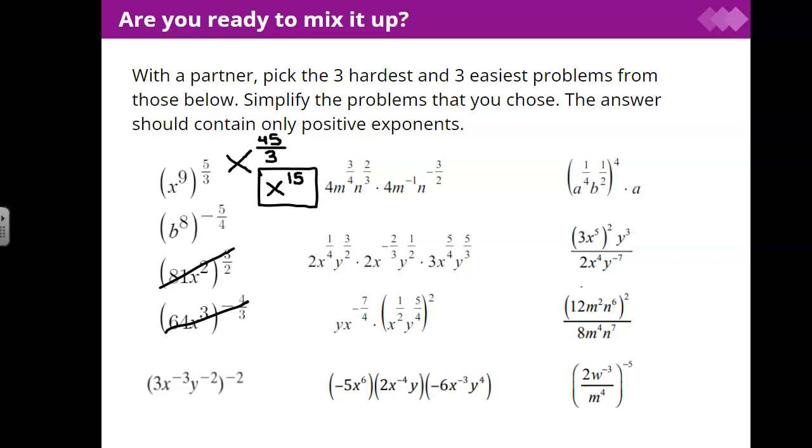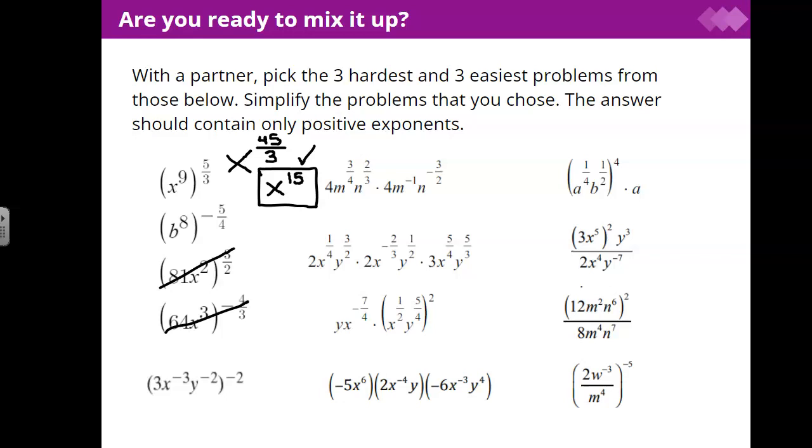If I am in your group, I'm going to choose that one as one of the easiest ones because it's power to a power. That's all it is. That means you multiply. 9 times 5 is 45. 45 divided by 3 is 15, and we are done. So if you're asking me, I'm going to choose that one every time.